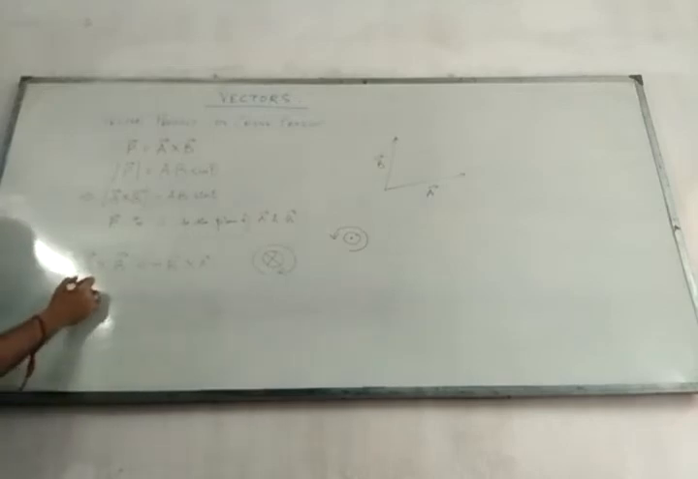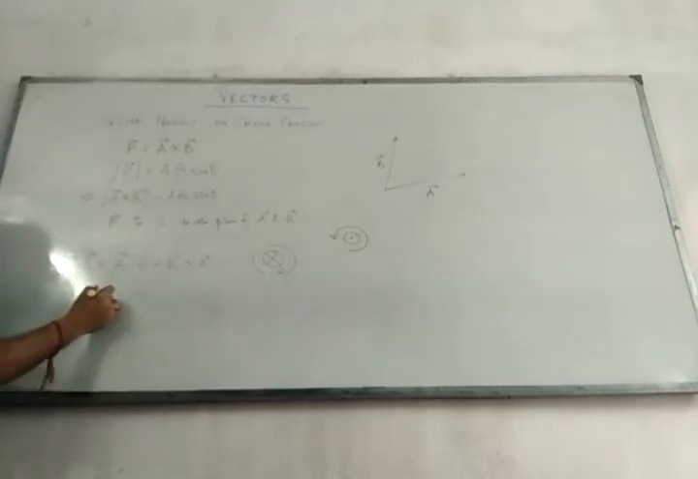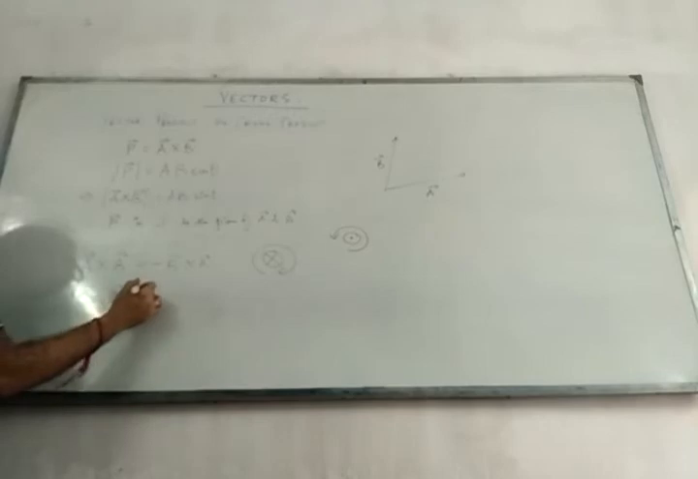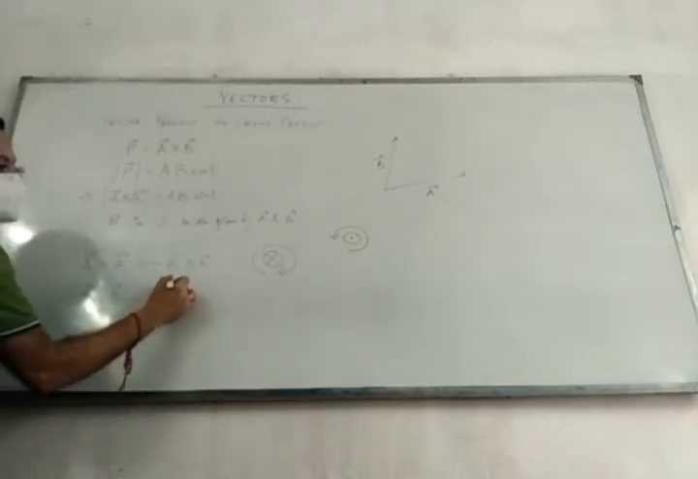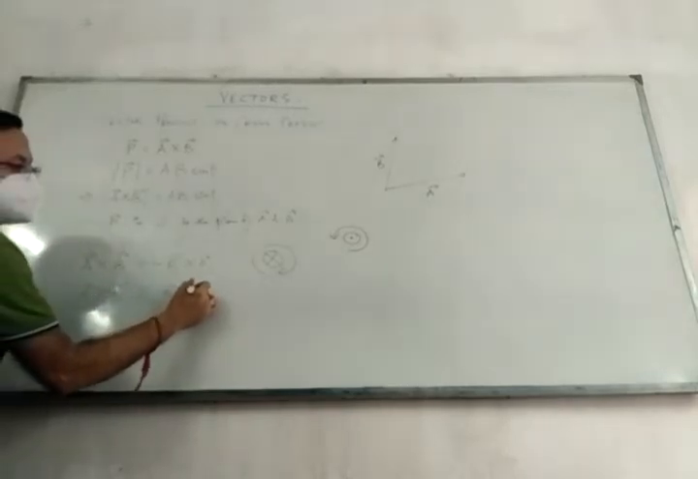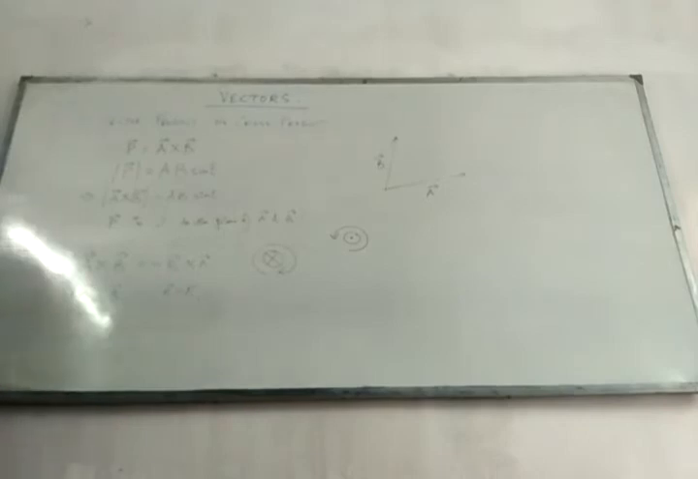Or you can obviously write that A cross B magnitude is equal to B cross A magnitude. But if you want to keep the directional sense intact, you can just put a minus sign, because this vector and this vector are directed exactly in the opposite sense. Alright? This is property 3.